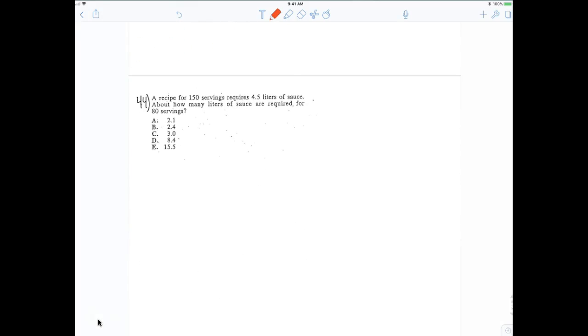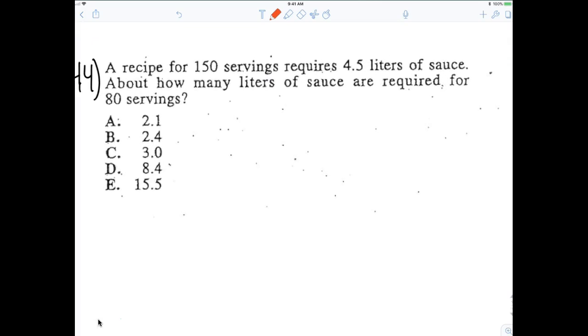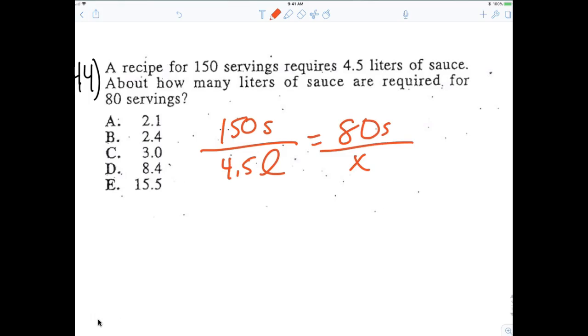And last one, 44. It says a recipe for 150 servings requires 4.5 liters. So again, I'm going to write down 150 servings is to 4.5 liters. So where does the 80 go, on the top or the bottom? On the top. So here we go. I want 80 servings and x on the bottom.